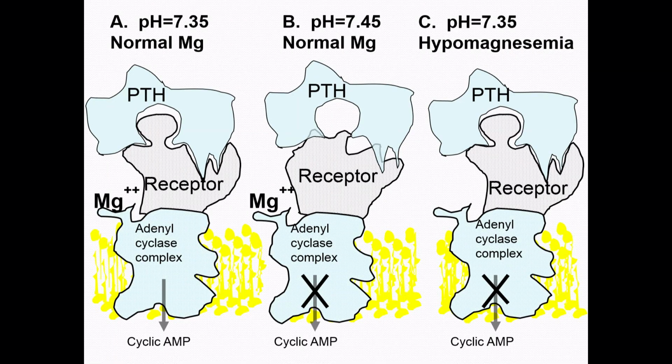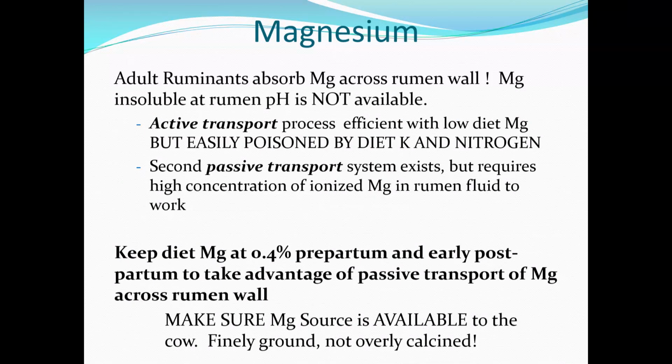So again, I wanted to point out the idea that magnesium is critical to this whole situation as well, and realize that in ruminants, once they become adults, the rumen is, for all practical purposes, the only place they can absorb magnesium. And so if magnesium is to be absorbed across the rumen wall, it has to be soluble in rumen fluid, and that's part of the trick. Now, there's an active transport process across the rumen wall that we would hope would take care of the situation, but unfortunately, many of these transport processes are easily poisoned by potassium in the diet. And nitrogen in the diet seems to be another factor that blocks these transporters.